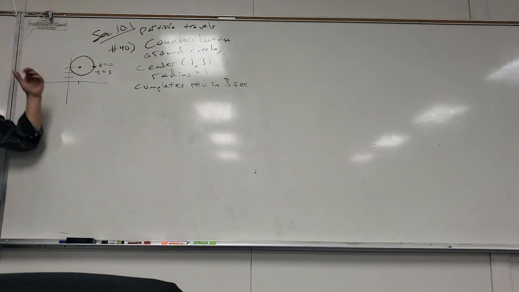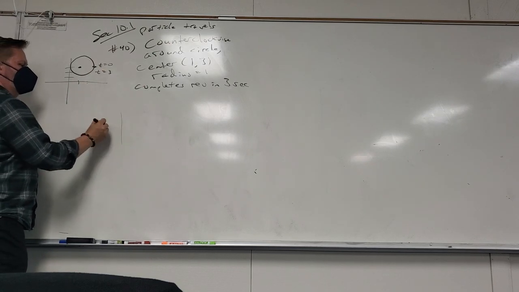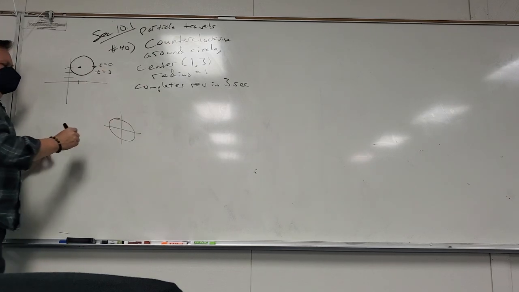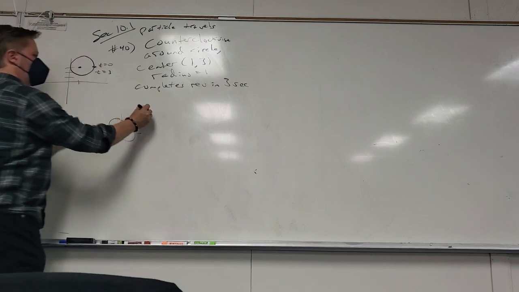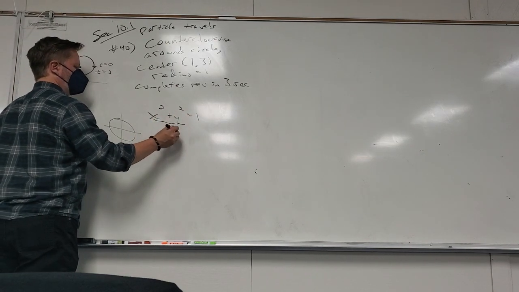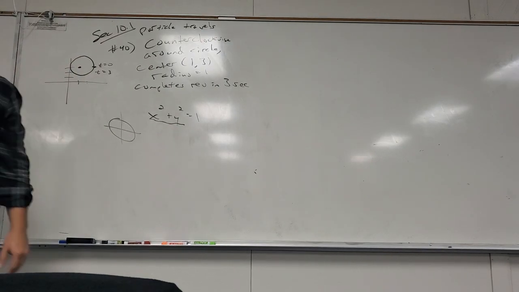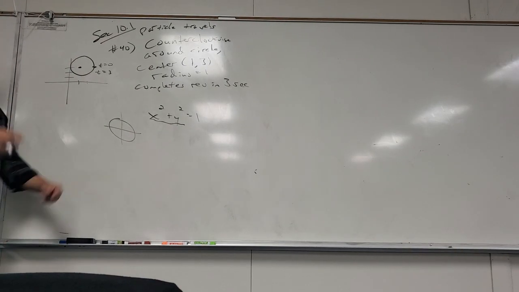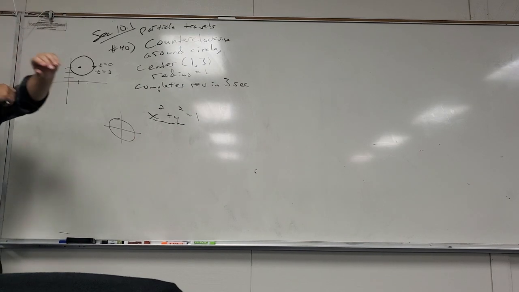So let me ask you guys, can you give me just the equation of a circle centered at the origin? x squared plus y squared equals 1. Yeah, x squared plus y squared equals 1. Oh, well, sorry, I'm going to get confused. We're about to do polar coordinates, which is sort of related to this, but it's not the same thing.